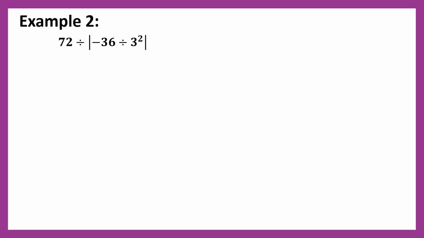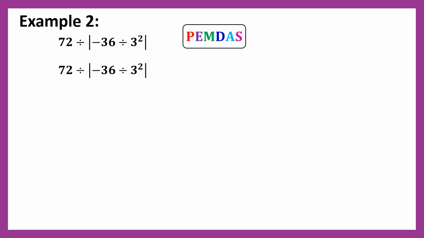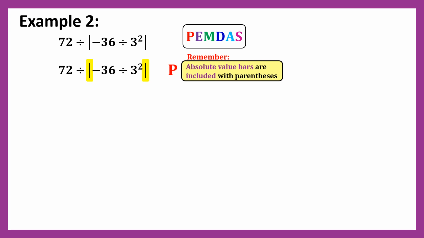Let's look at another example. Before we work it out together, calculate this expression on your own. So let's evaluate this expression by using PEMDAS. Let us start by copying our given expression. The first letter is P for parentheses, so that's our first step. Note, we don't have parentheses, but we do have absolute value bars. Remember, absolute value bars are included with parentheses. And so we need to first calculate the value inside the absolute values. For now, we will ignore everything outside the absolute values. In this case, we will ignore the 72 and the division symbol.